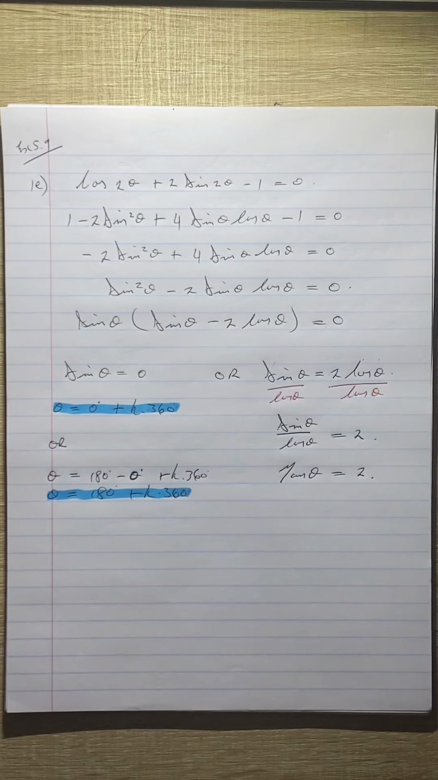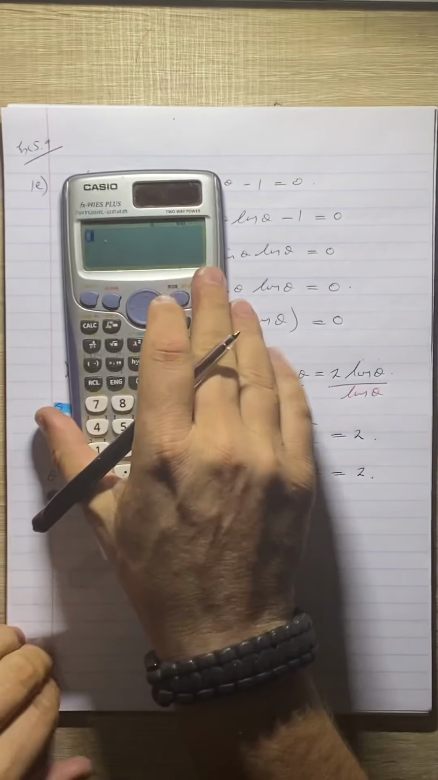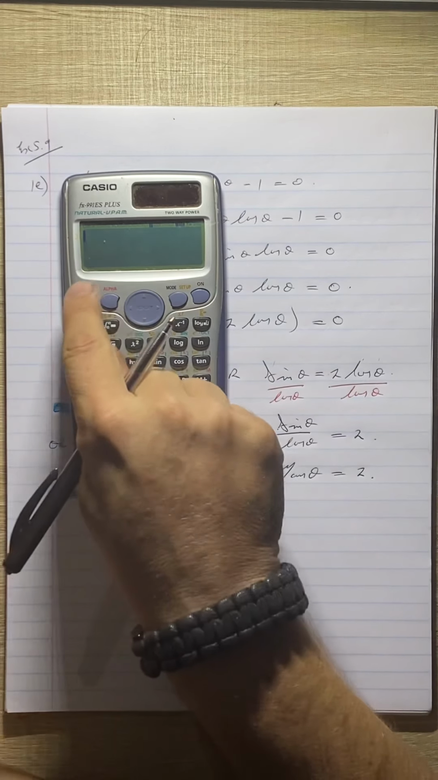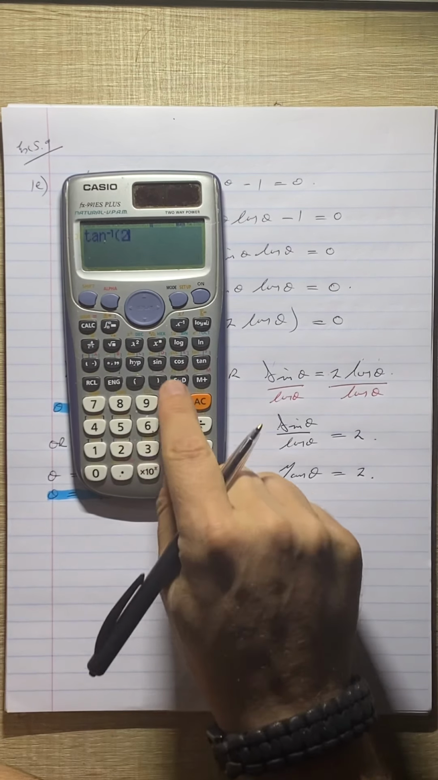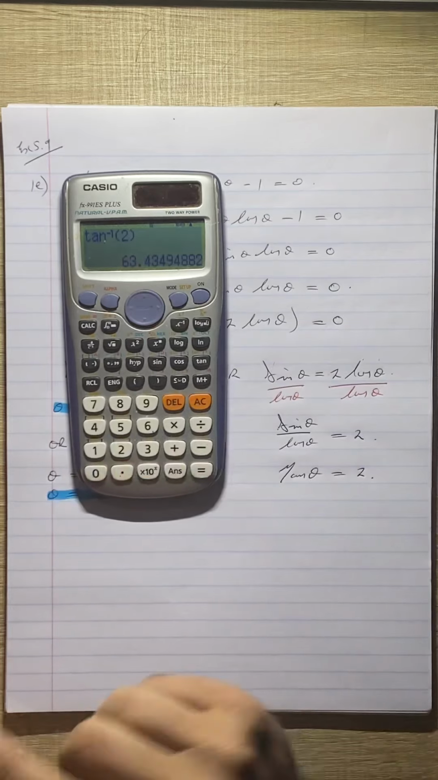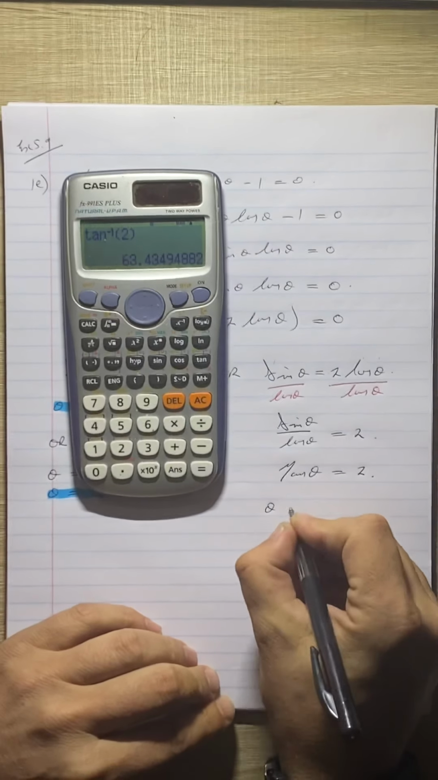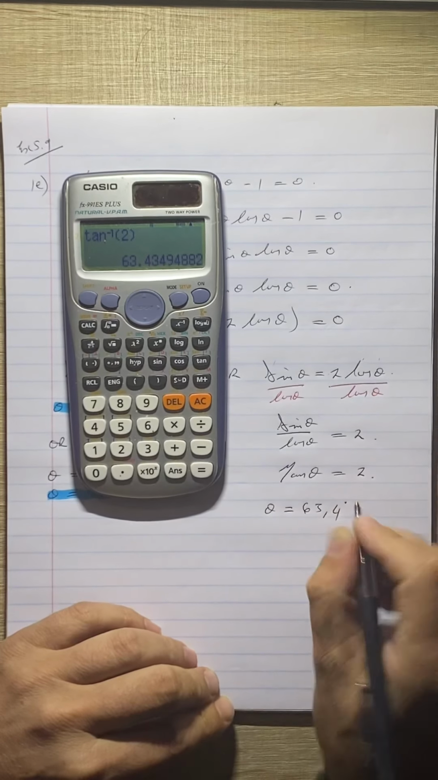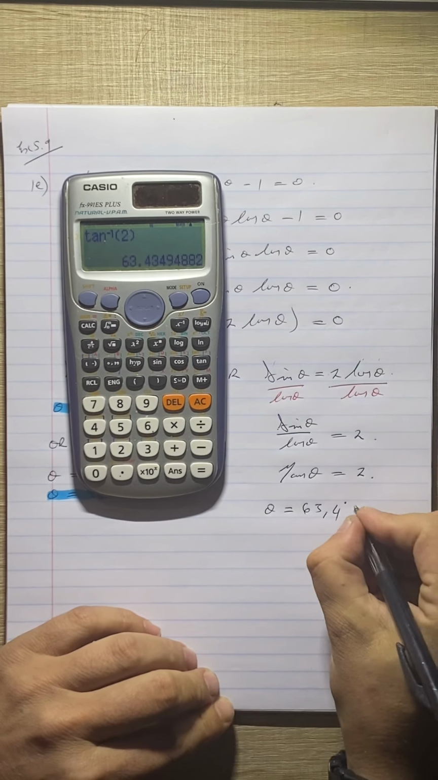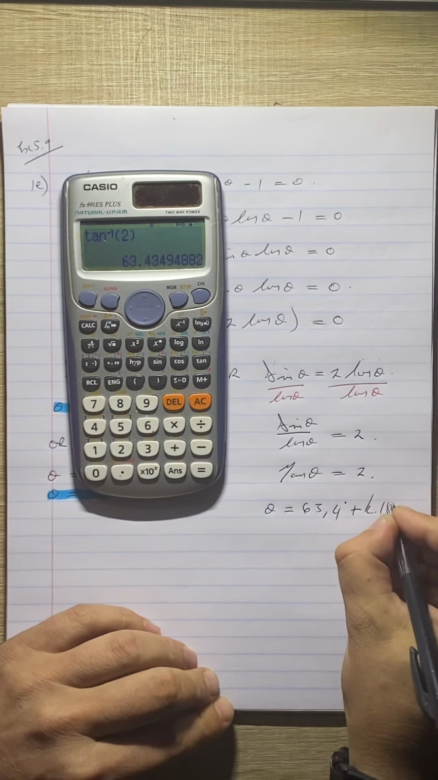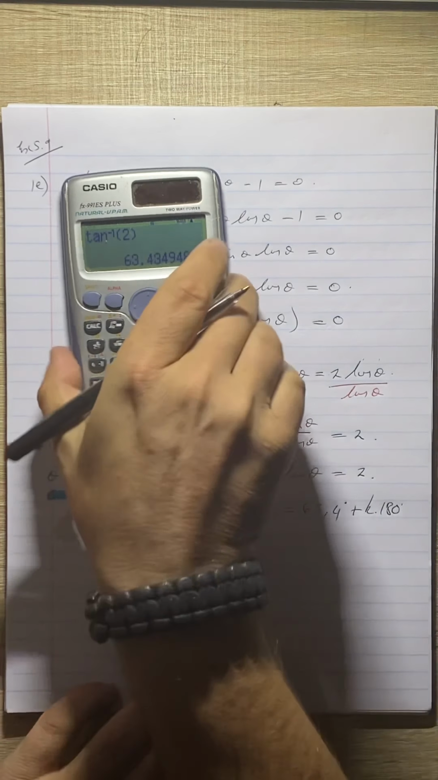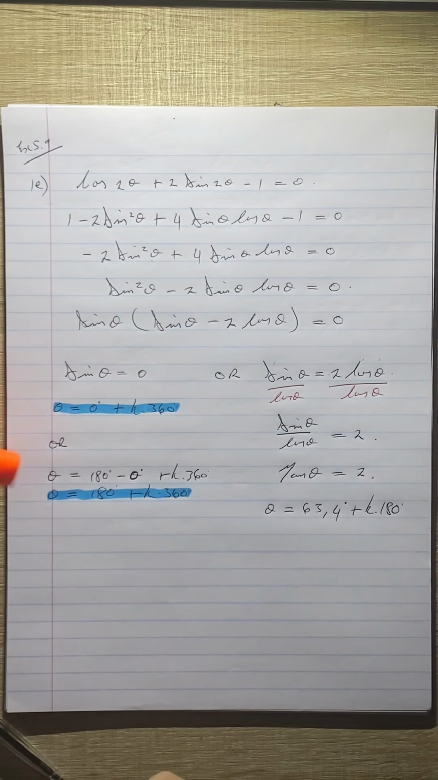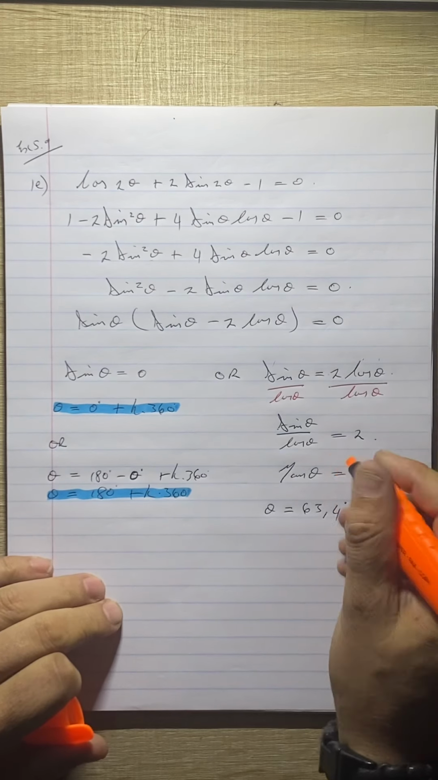And I'm going to use the general solution for tan. So we go shift tan 2, and that's our reference angle. So it's going to be theta is equal to 63,4 degrees to 1 decimal. And tan is plus k180 degrees. Okay. And that is the solution for this one over here.